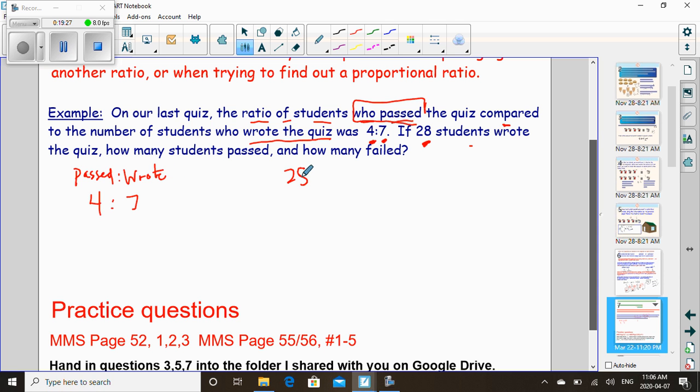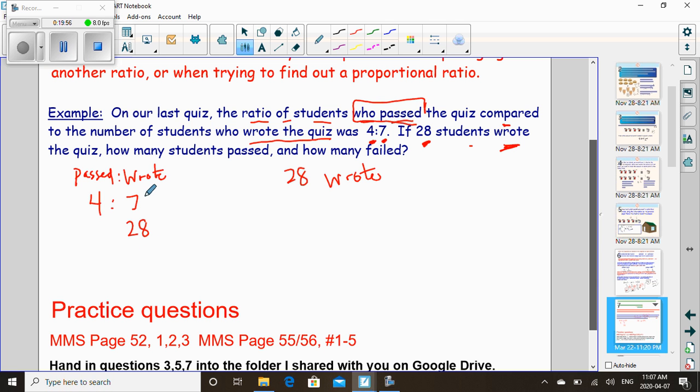Well, 28 is going to be the third number that we try and compare here. 28 students wrote. Oh, that's a wrote number. That's good to know. So in our ratio over there where we have 4 students passed compared to 7 who wrote, I know 28 is a wrote number. So 28 I will need to compare with the 7.